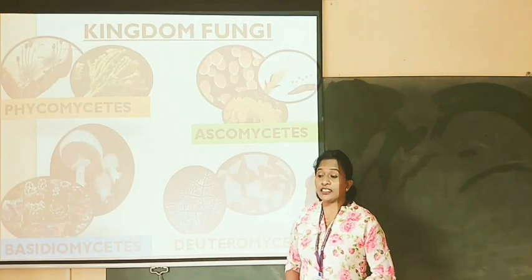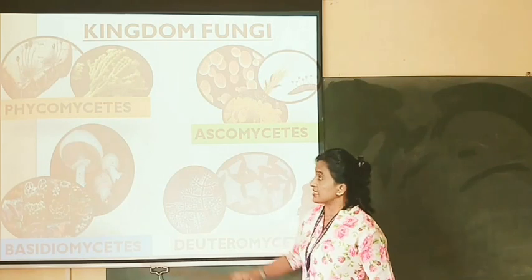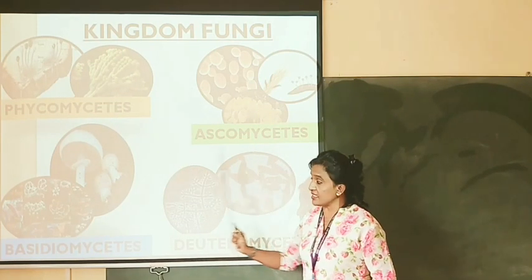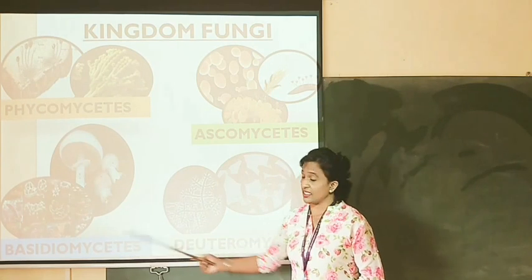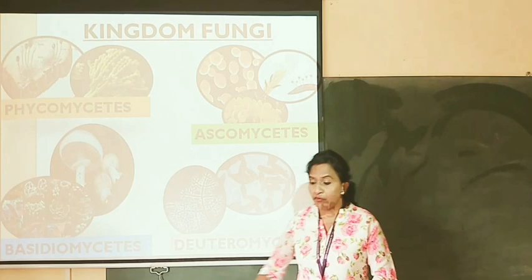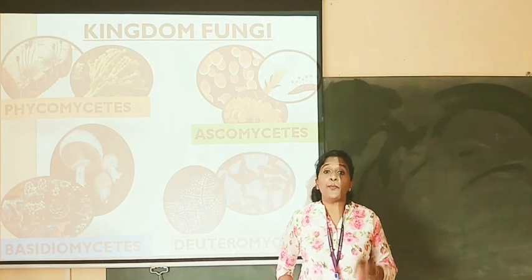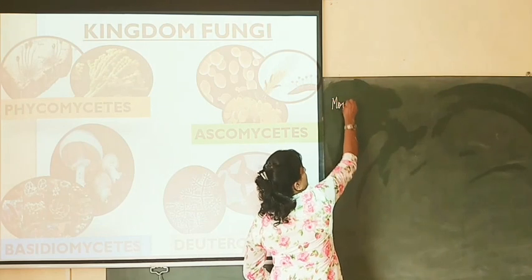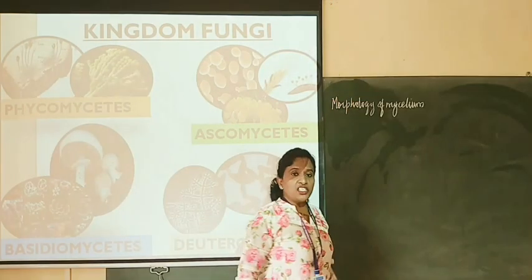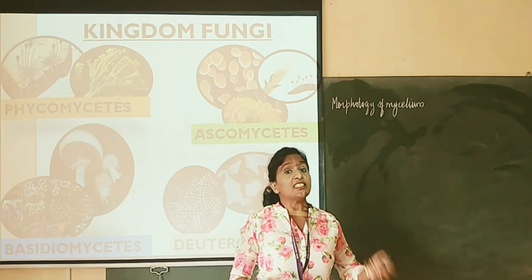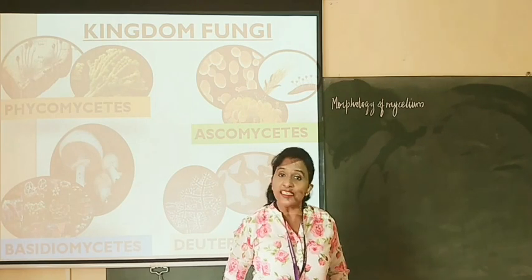So altogether there are 4 classes: PHYCOMYCETES, ASCOMYCETES, BASIDIOMYCETES and DEUTEROMYCETES. Now all these 4 classes were made based on the morphology of mycelia. Morphology is how the mycelia looks like, whether it is septate, branched or aseptate.